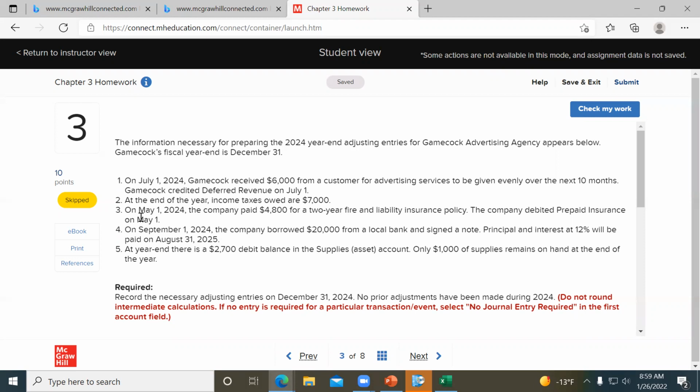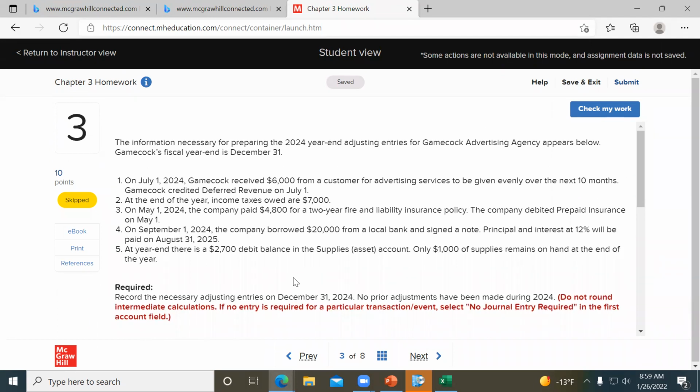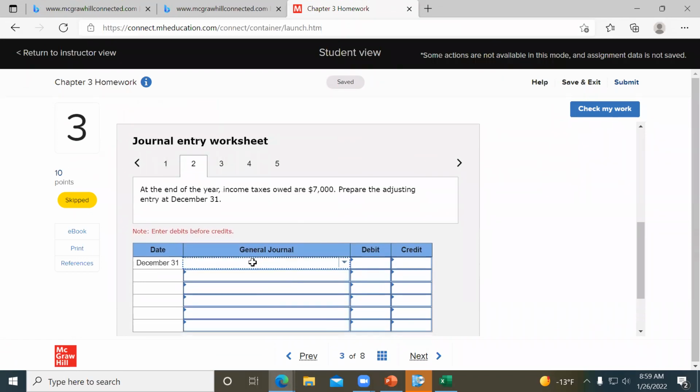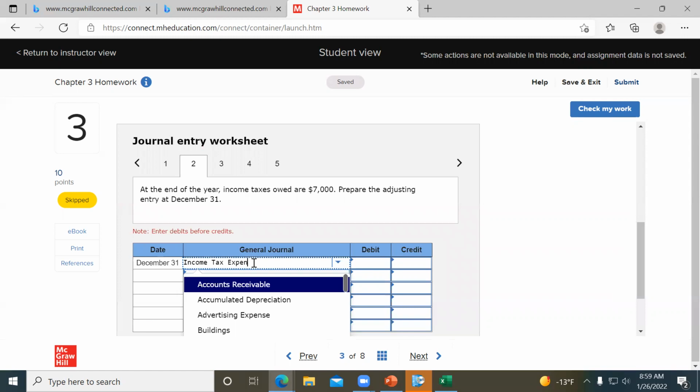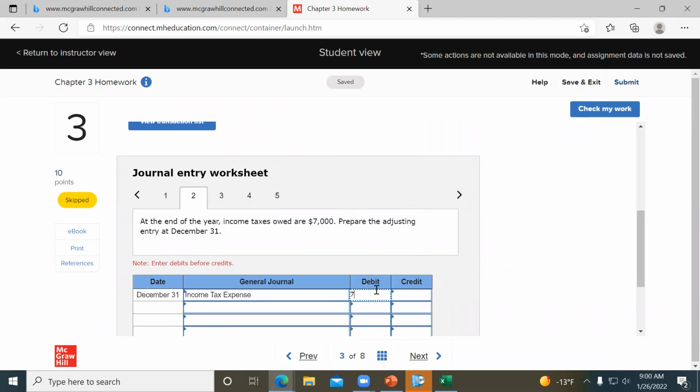Let's do this one. At the end of the year, income taxes are owed at $7,000. What's going to happen when we've incurred an expense, but we haven't paid it yet? You credit the accrual and then you do nothing with cash. We do nothing with cash. We debit income tax expense, right? For $7,000. And we credit income tax payable for $7,000.